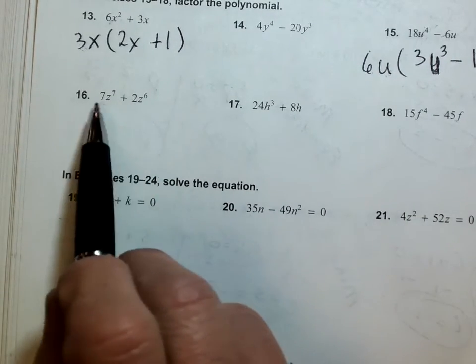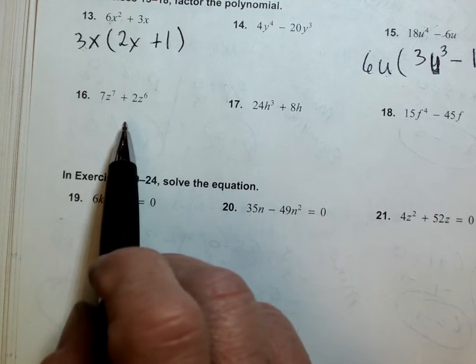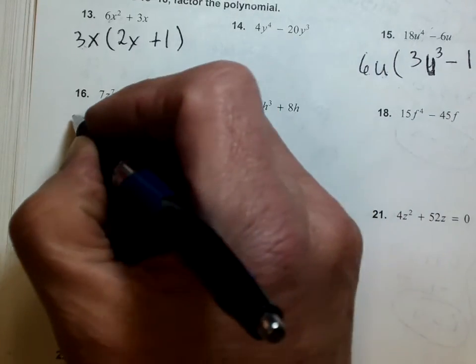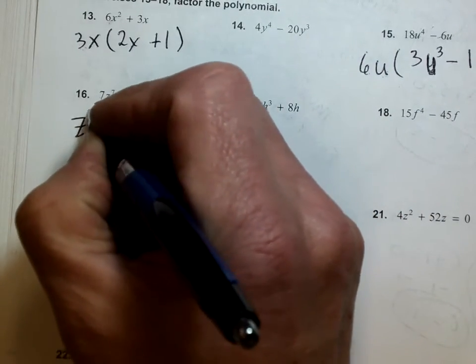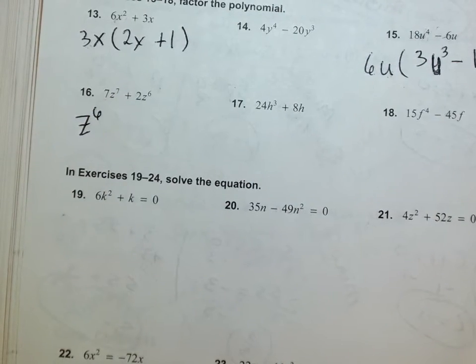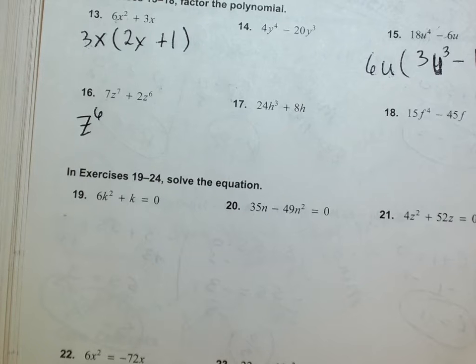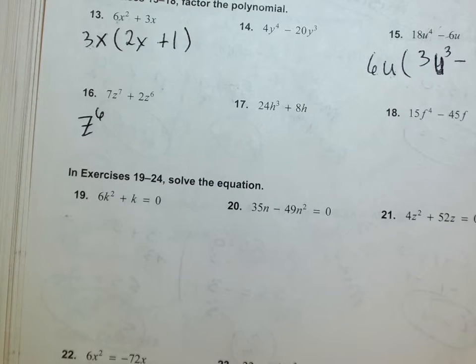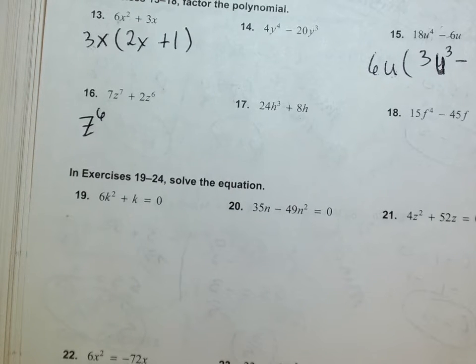But what about z's? How many z's do they both have in common? 6. So take out all 6. Totally right, Luke. So again, how many z's do they both at least have in common? They got 6 apiece, right? They both have at least 6 apiece. Take out all 6. So then what's left over?